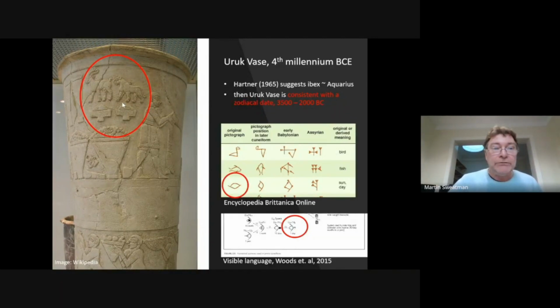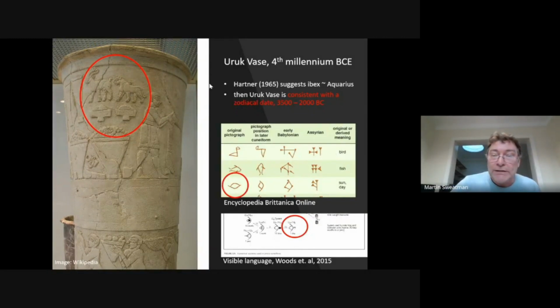Now we have an unfamiliar goat symbol next to a more familiar feline symbol. So probably the ibex or the goat is a zodiacal creature, just one that we're not familiar with yet. In fact, astronomer Willy Hartner in 1965 suggested the ibex or goat symbol in this kind of context likely symbolized a constellation similar to Aquarius.